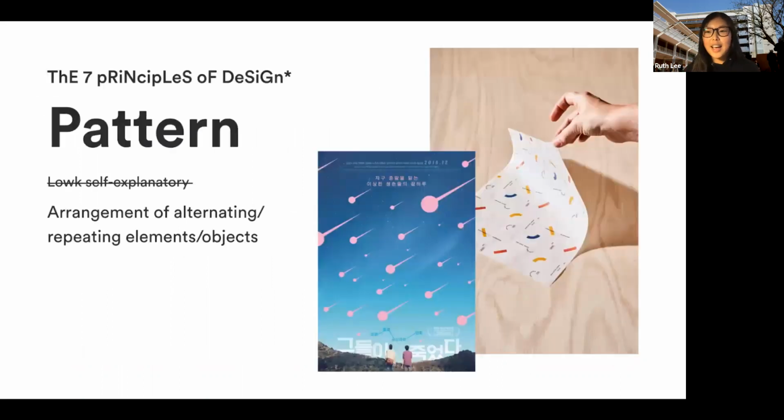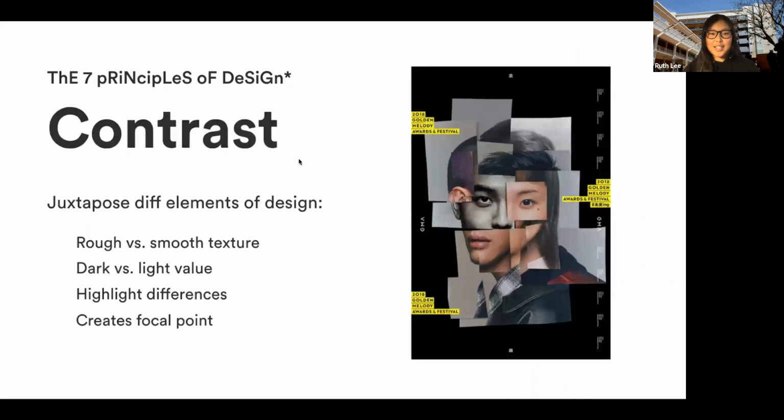For pattern, we all know what a pattern is. It's just an arrangement of alternating and repeating elements and objects. And this deals a lot with a couple of the other things that I mentioned, like positive and negative space, and basically everything. And then contrast, related to patterns, is just juxtaposing different elements of the design. For example, contrasting rough versus smooth texture, dark versus light value, and it really highlights differences and creates a strong focal point in your design if you use it correctly.